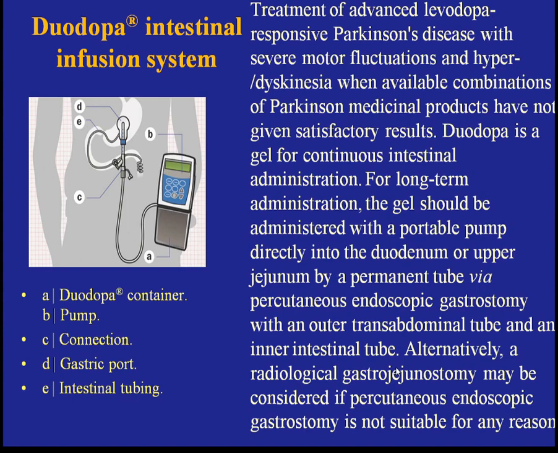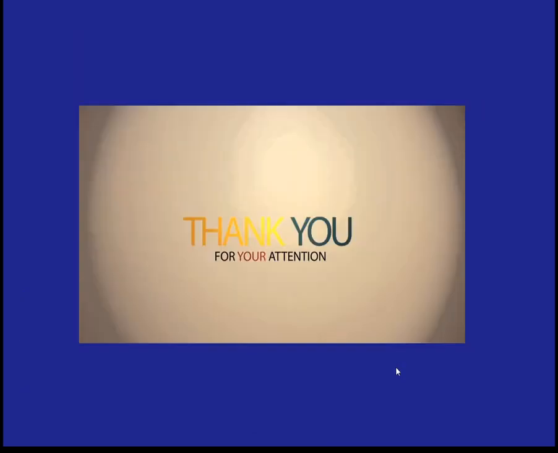For long-term administration, the gel should be administered with a portable pump directly into the duodenum or upper duodenum by a permanent tube via percutaneous endoscopic gastrostomy with an outer transabdominal tube and inner intestinal tube. Alternatively, radiological gastrostomy may be considered if percutaneous endoscopic gastrostomy is not suitable for any reasons.